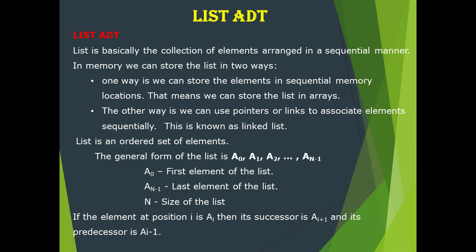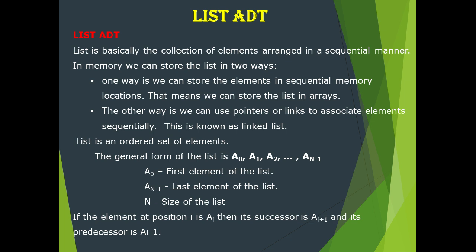In the case of array implementation, we can store the elements in sequential order. The list is implemented with the help of the array. The other way is to use pointers, or a linked list, as an alternative for sequential storage. This is known as linked list implementation. List is an ordered set of elements.